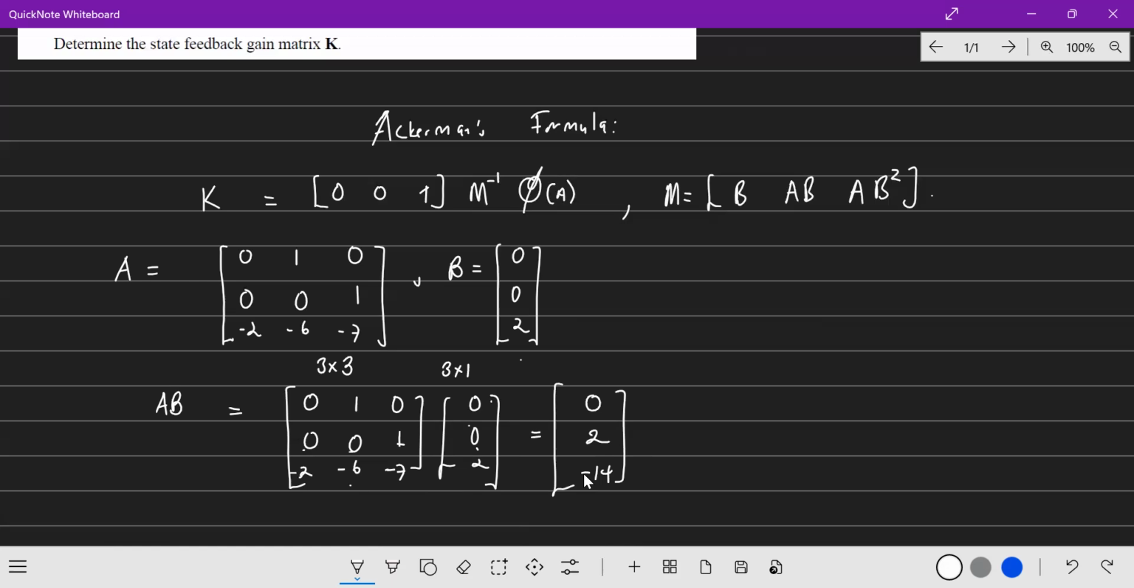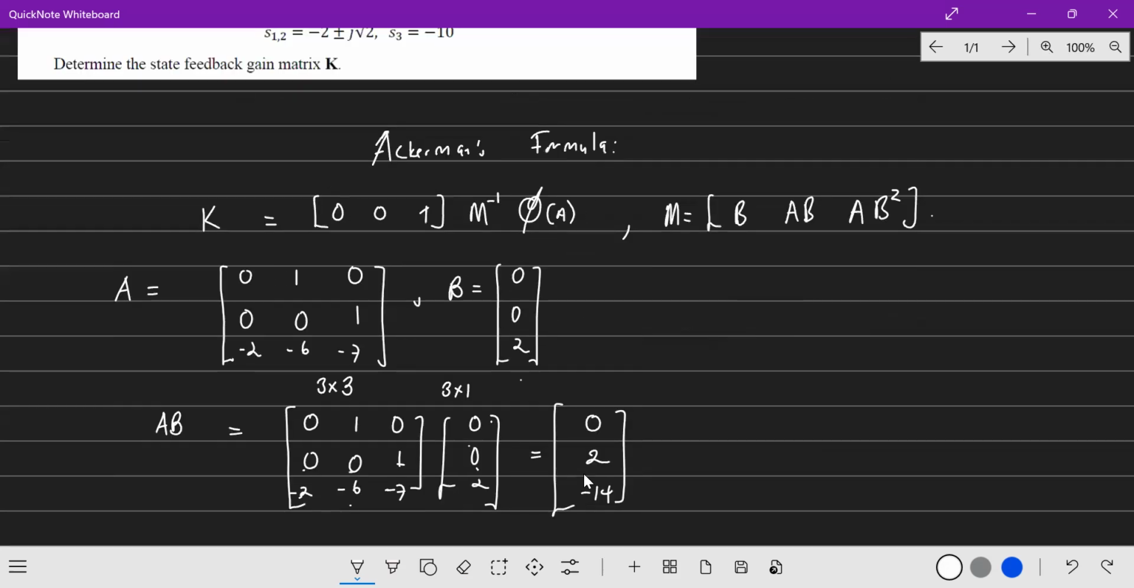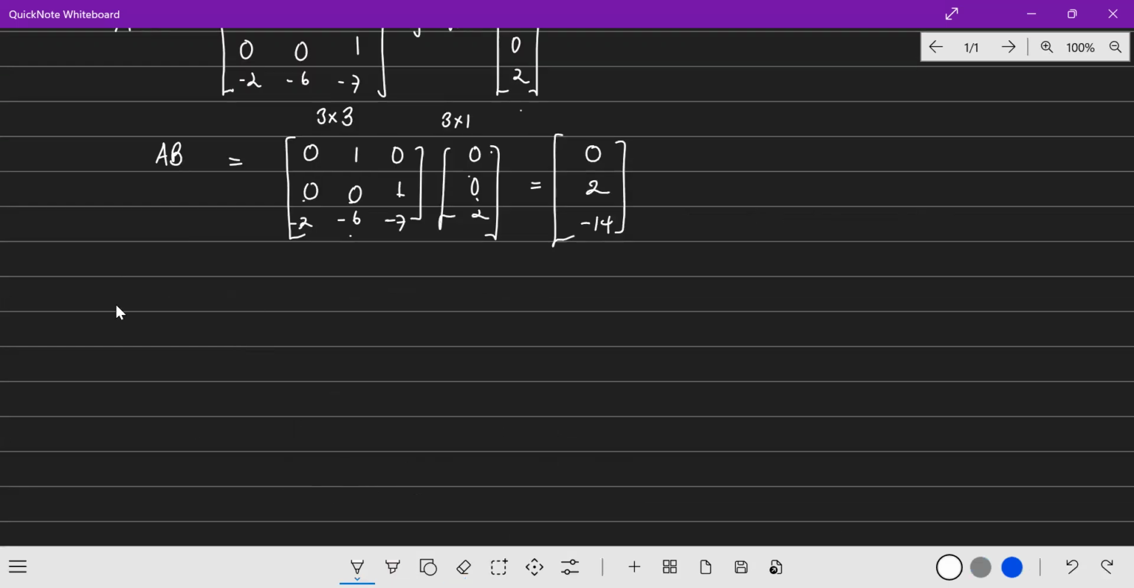Now, what's next? We need to find A squared B. I'm sorry, guys, I made a mistake. This should be A squared B, not AB squared. Oh, why did you remind me, Aaron? A squared B should be A times AB, isn't it? Because A times A is A squared, right? So this is A times AB. Please don't waste time finding A squared, guys. Why should you waste time finding A squared?